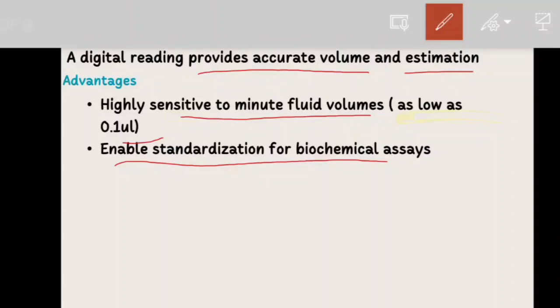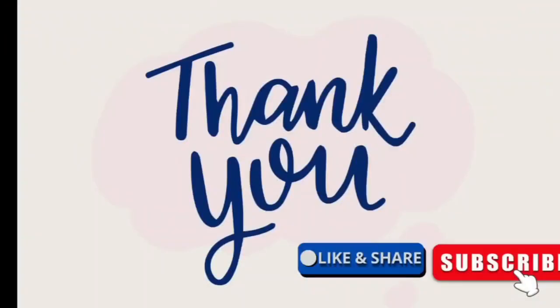So the clinical importance of GCF is that it helps in diagnosis of periodontal disease, indicates inflammation severity, and is used in research and biochemical analysis. So this is all about gingival crevicular fluid in simple and exam oriented language.